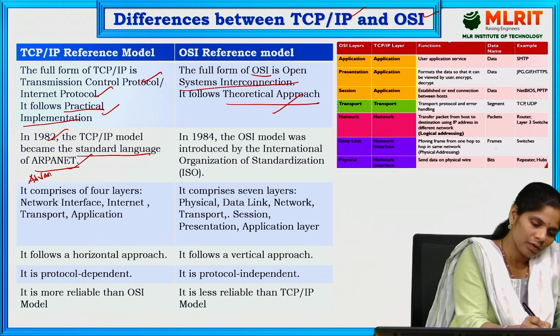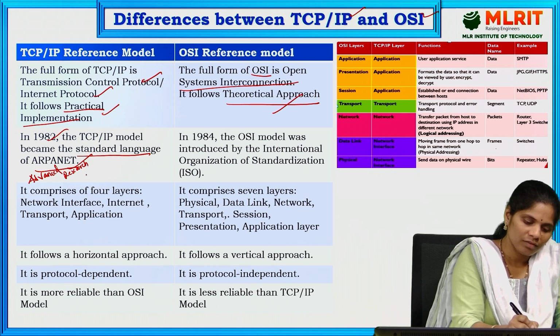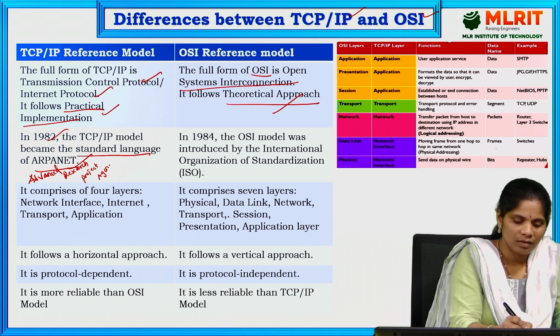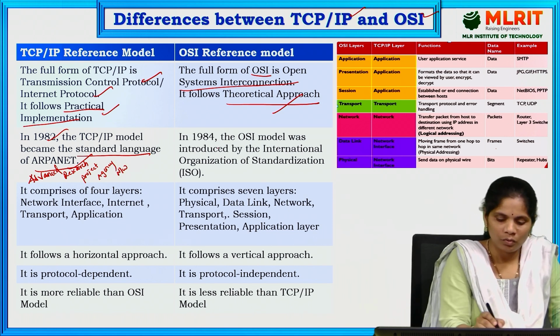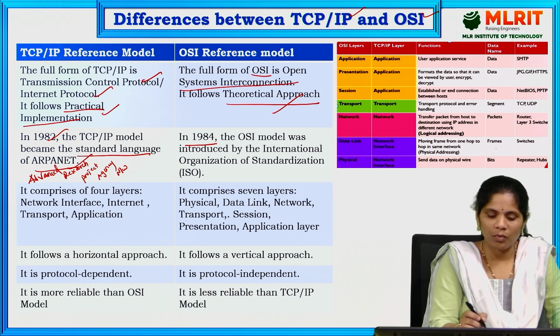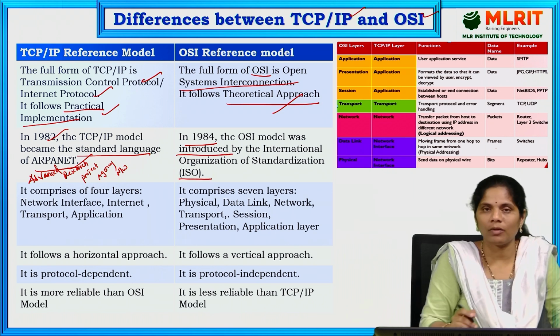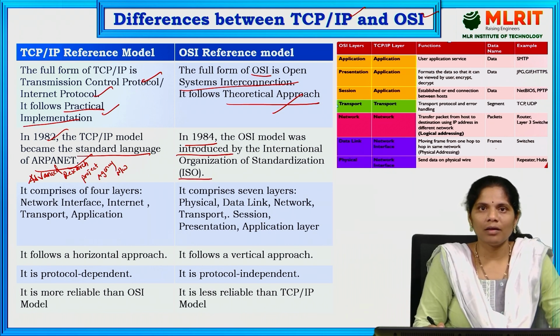ARPANET is nothing but the Advanced Research Project Agency Network. That is the full form of ARPANET. And coming to OSI, in 1984, this model was introduced by ISO, that is, the International Standards Organization.